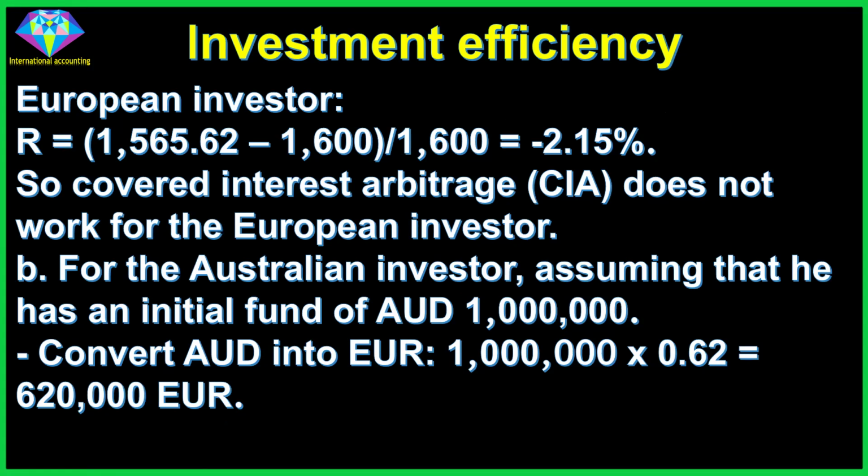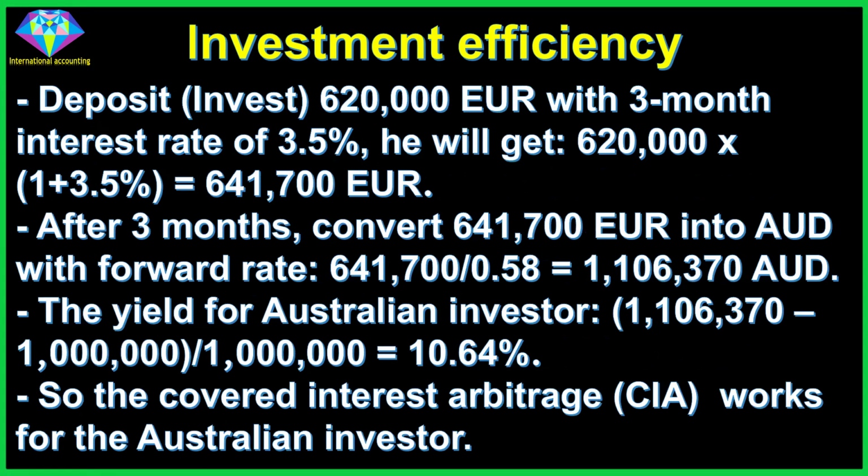B. For the Australian investor, assuming that he has an initial fund of 1 million Australian dollars. Convert AUD into EUR. 1 million multiplied by 0.62 equals 620,000 euros. Deposit, invest, 620,000 euros with a 3-month interest rate of 3.5%. He will get 620,000 multiplied by 1 plus 3.5% equals 641,700 euros.